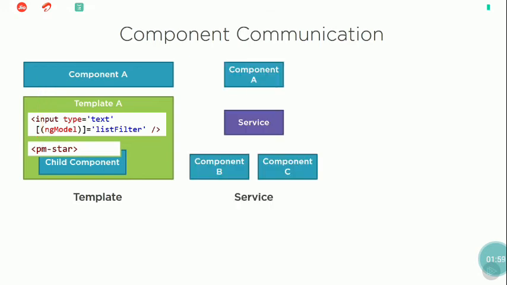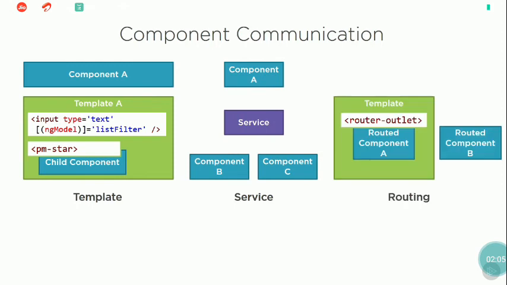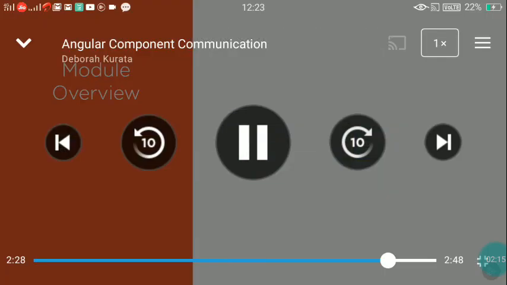A component can use a service as an intermediary to communicate with itself or with any other components. Or a component can use the router to pass information along to other routed components. We'll cover these scenarios and more as we proceed through this course.